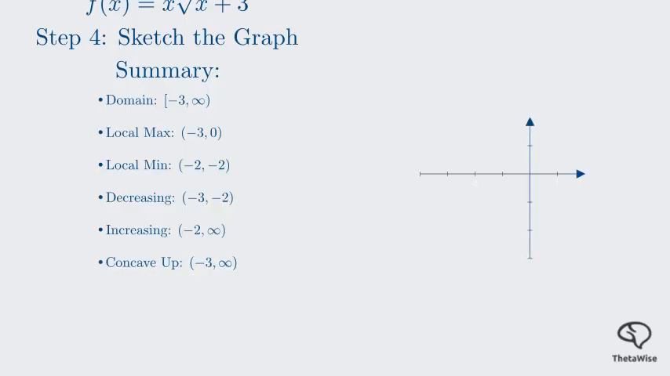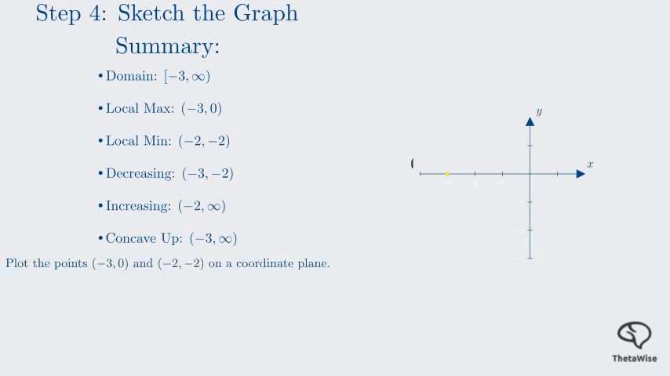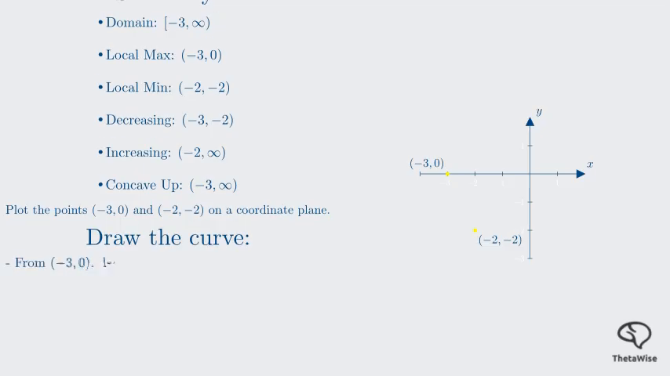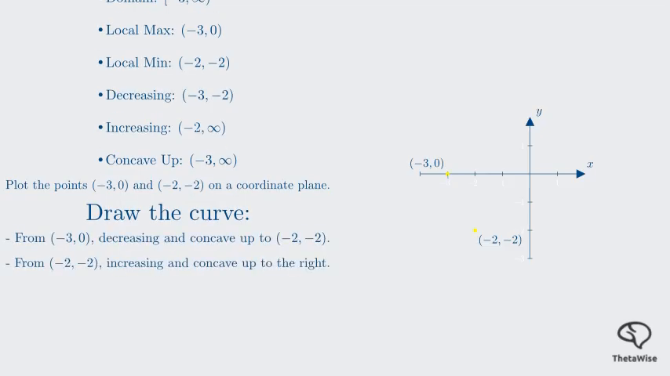Let's plot our key points first. We plot the local maximum at (-3, 0) and the local minimum at (-2, -2). Now let's connect the dots, keeping the concavity and increase/decrease in mind. The graph starts at the local maximum (-3, 0) and is concave up. From there, the graph decreases, staying concave up until it reaches the local minimum at (-2, -2). From there, it increases, still concave up, and continues to increase as x goes to infinity.